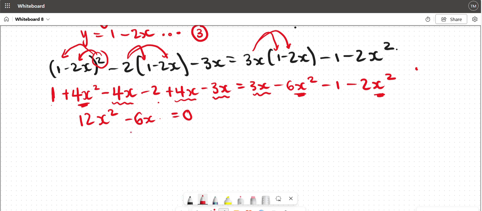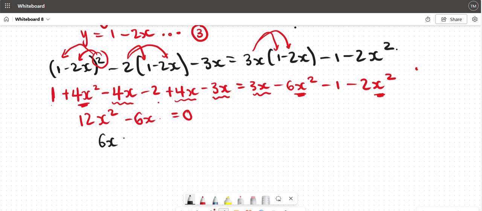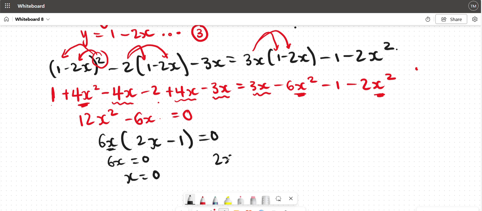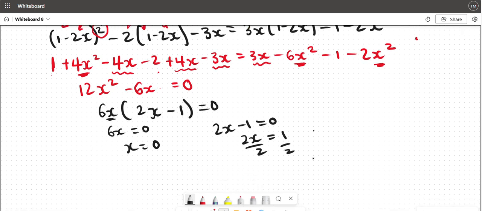Then once you have it like that, at this point, the only thing you can do is to factorize it by taking out a common factor. So I take out 6x as my common factor. I'm left with the 2x and a minus 1 there. Right? This is equal to 0, which makes x equal to 0. Or 2x minus 1 is equal to 0, which makes 2x equal to 1, which makes x equal to a half.